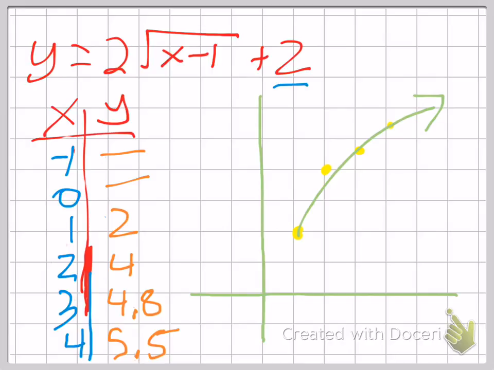Lastly, we need to discuss the domain and range. So the domain of this function is your first x value and then up from there. So in this case, your domain is going to be x is greater than or equal to 1. Your range is your y values, which is 2, 4, 4.8. Those are all greater than 2, so then you'd put greater than or equal to 2. So that's how we're going to graph square roots. Next, we're going to graph cube roots.